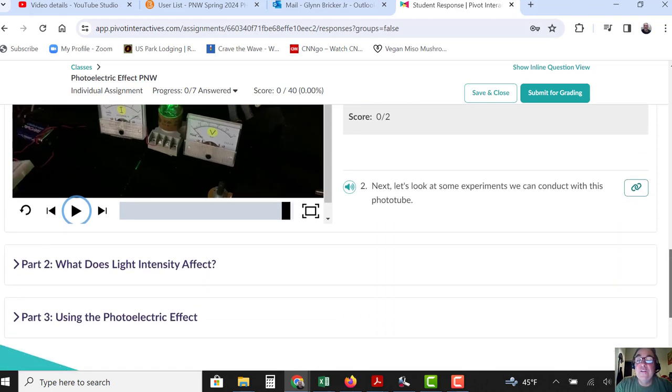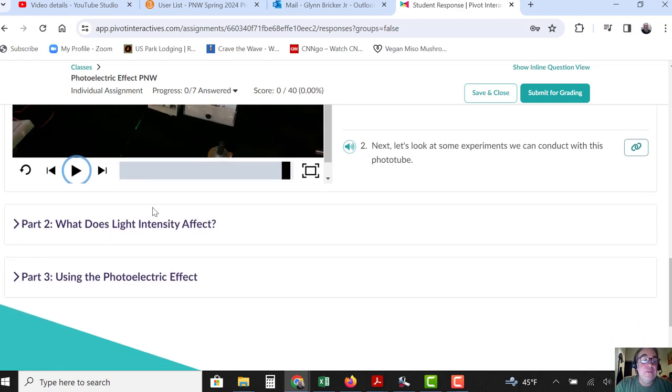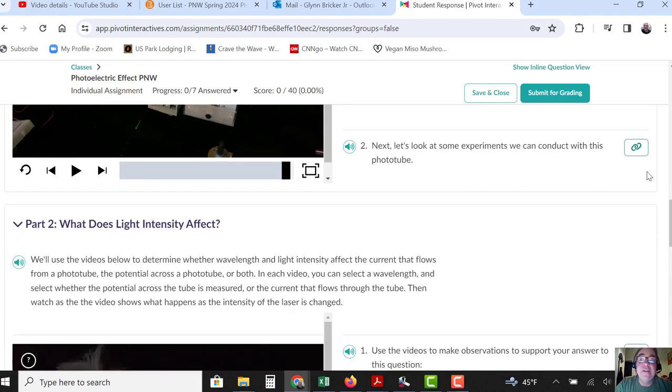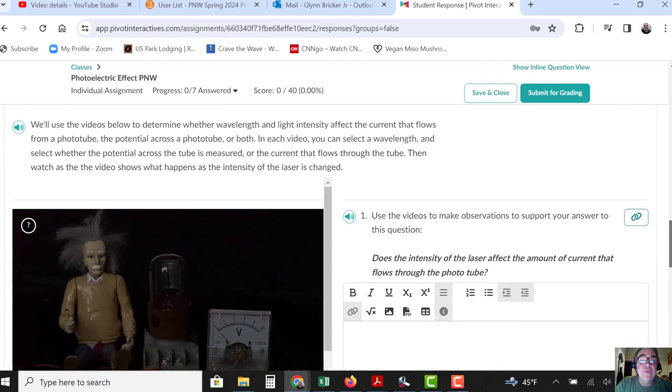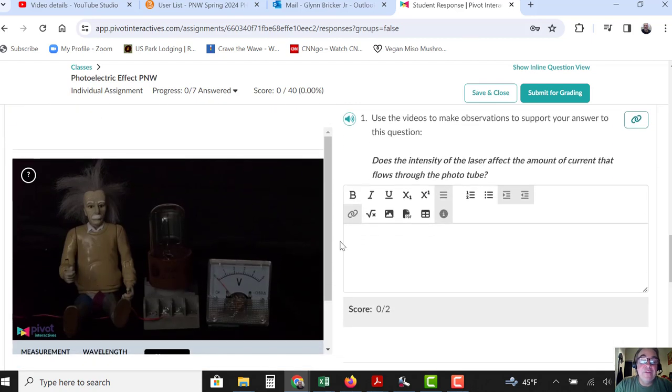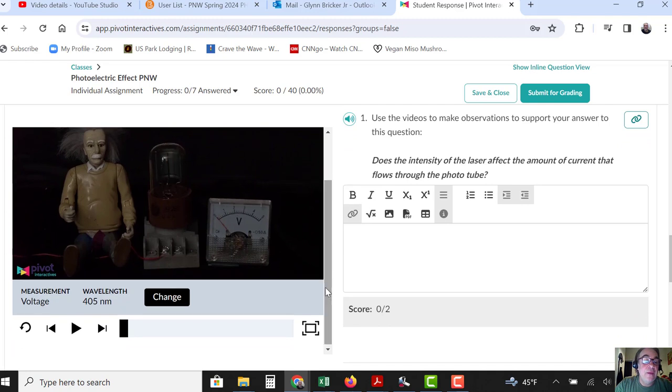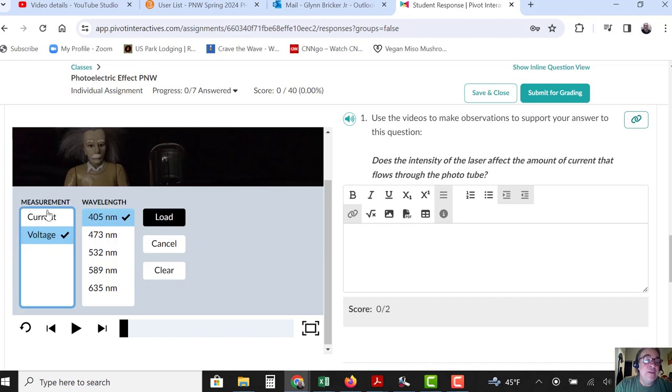Next, let's look at some experiments we can conduct with the phototube. So we'll go to the next part here. How does intensity affect light? Okay, so let me just again play the video and then we can talk about some of the questions. And you can change things here. Right now what you have is a voltage. You can click this and instead have a current being measured, you can change the kind of laser you have. This is a higher energy laser. This is lower energy. I'll just leave it like it is now.